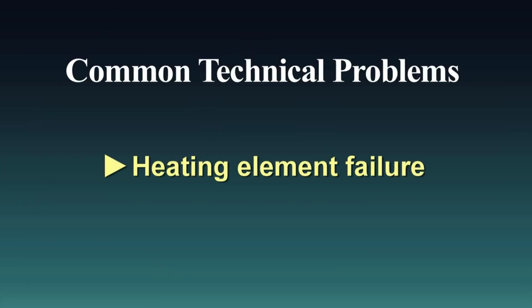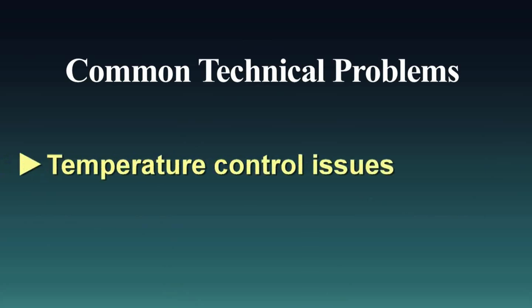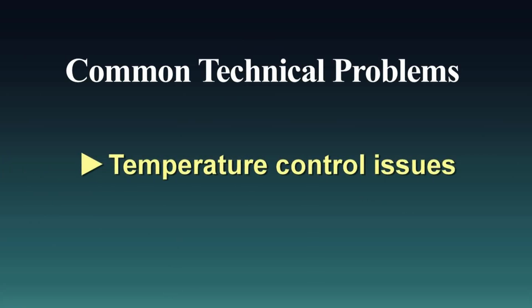The most common technical problems of a heater include heating element failure. The heating element of a heater can malfunction or burn out over time. In such a case, the heating element may need to be replaced. The next problem may be temperature control issues. Here, the temperature control mechanism of the heater is not functioning properly.